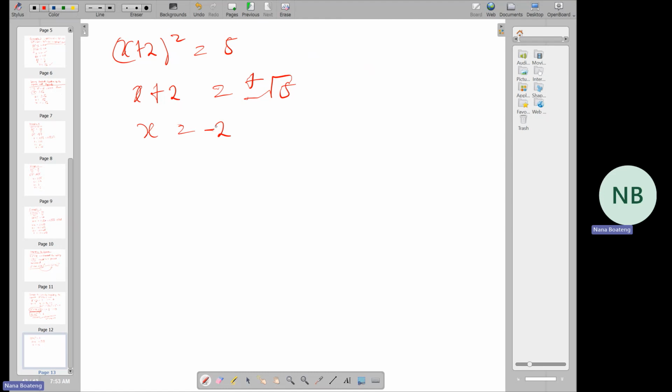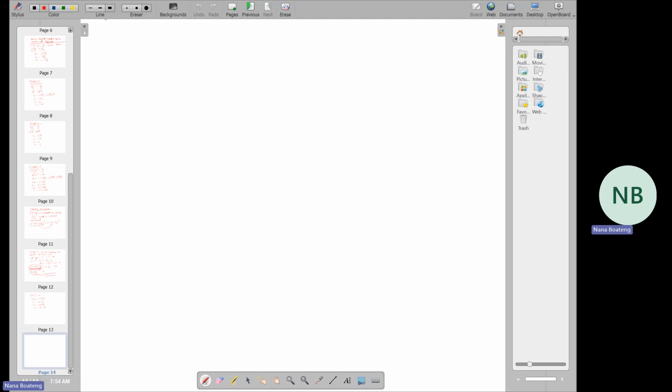So if we subtract 2 on both sides, then we have negative 2 plus or minus the square root of 5. That means x is equal to negative 2 plus the square root of 5, and x is equal to negative 2 minus the square root of 5. All right, so this will be our solution. Let's look at another example of completing the square. This will be our example 8.